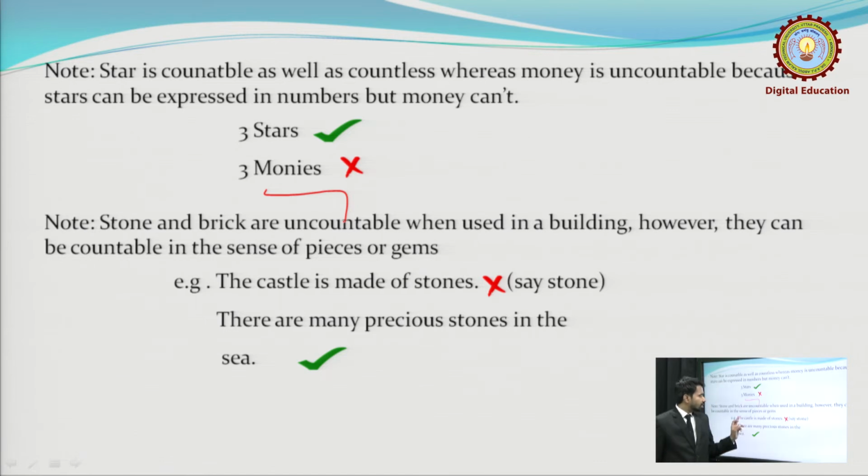Let us see. The castle is made of stones. This is a wrong sentence because when we are using stone or brick in a building, this becomes an uncountable noun, and whenever we are using it like pieces and gems and stones, this will become countable. There are many precious stones in the sea. Here it is treated as countable and here it is treated as uncountable. So, you will have to say stone, not stones.